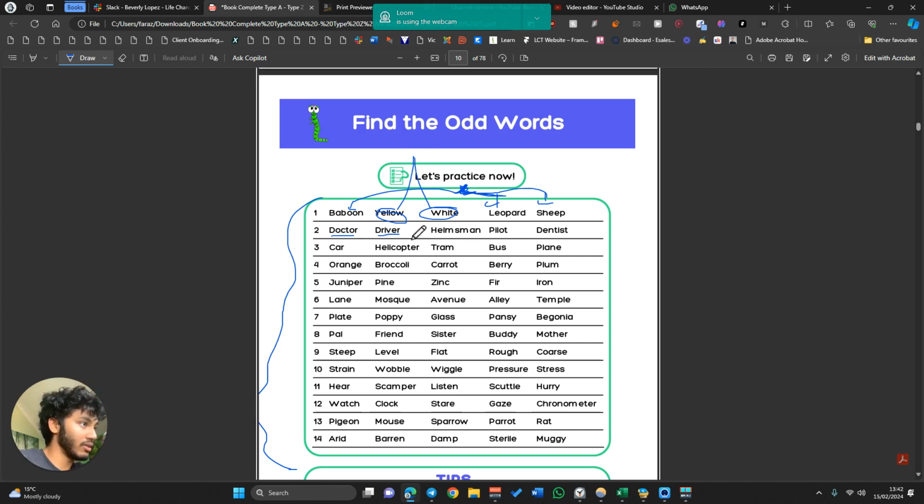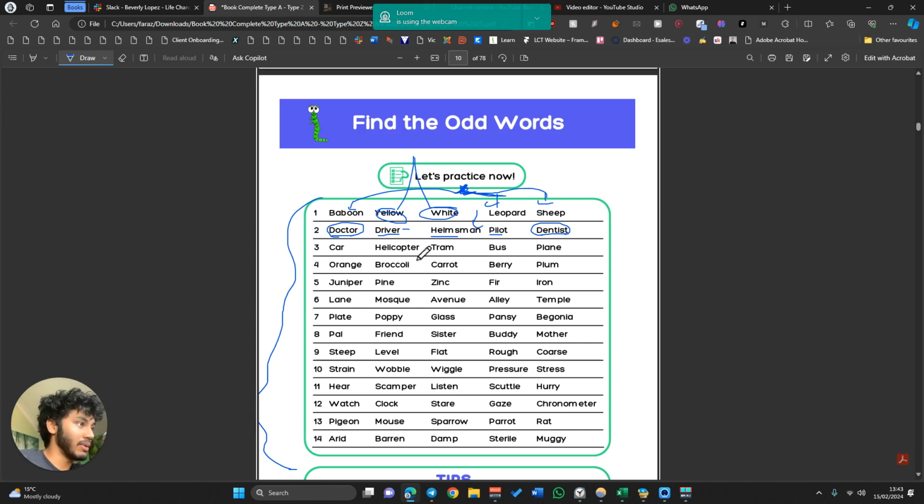We've got doctor, driver, helmsman, pilot and dentist. So you already know that doctor and dentist are quite related to each other. Driver and pilot are also related to each other because they're both using vehicles to move around. So really the only thing you need to know is what helmsman is. Some of you will be able to guess that it's also someone that uses a vehicle. It's someone that steers a ship. So that's why these 3 are related to each other.